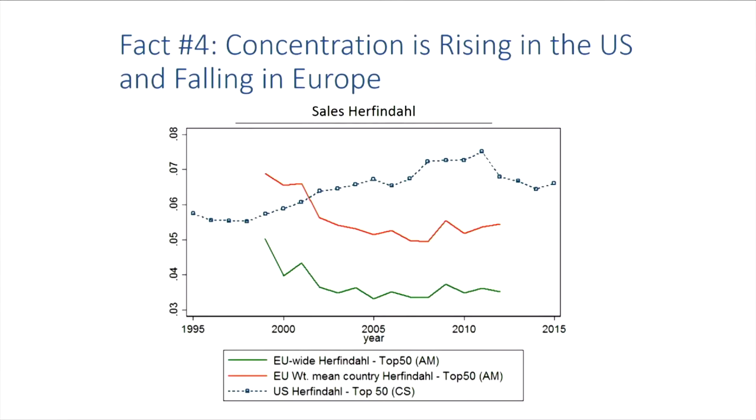So that's the simple Herfindahl measure, not the one adjusting for common ownership, which we can discuss later. Very strong and continuous increase in concentration in the US. Over the same period of time, Europe sees decreasing concentration.